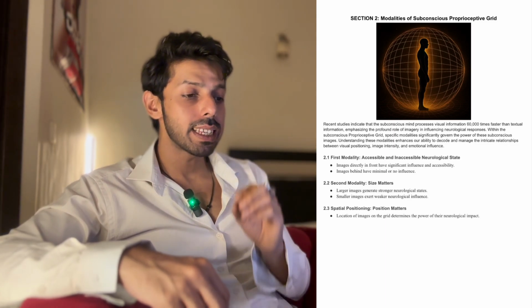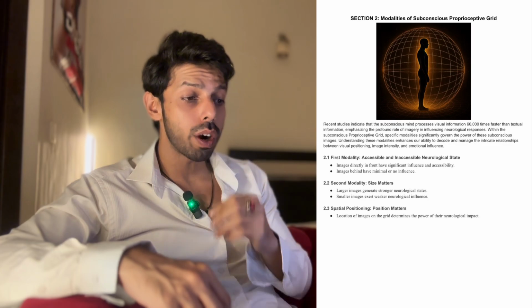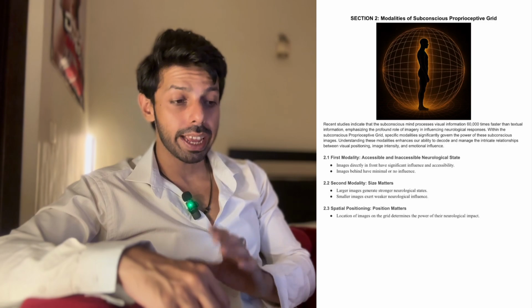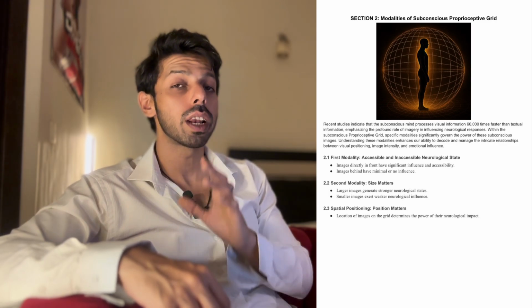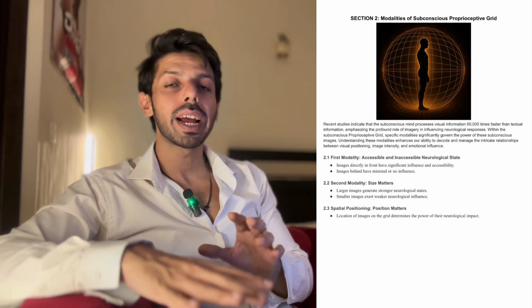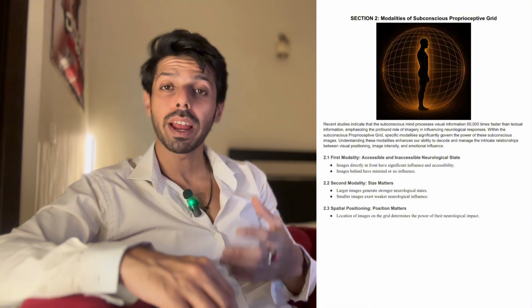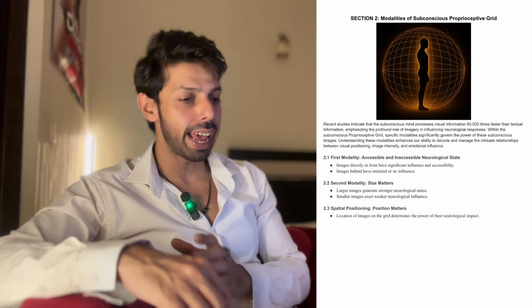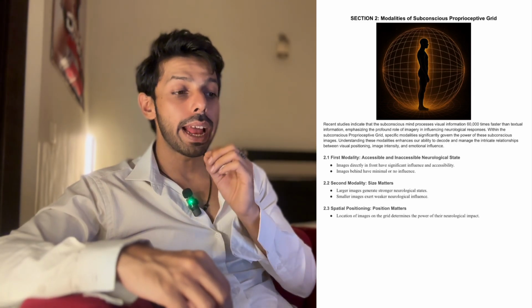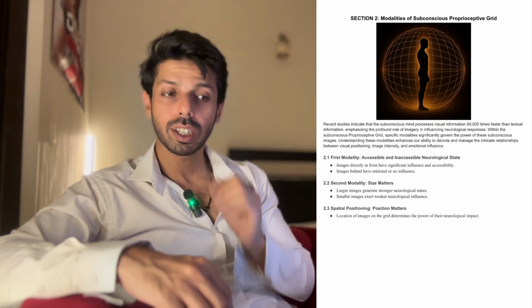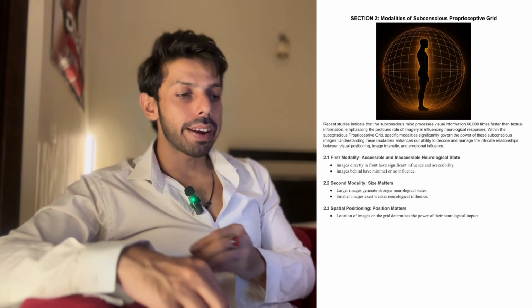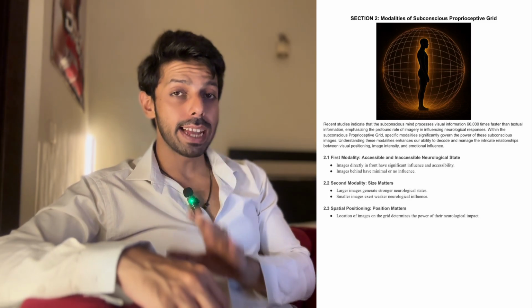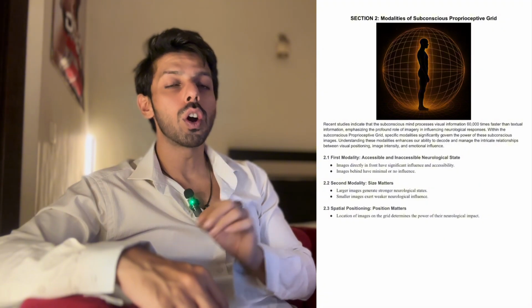Understanding these modalities enhances our ability to decode and manage the intricate relationships between visual positioning, image intensity, and emotional influence. Now we are going to understand what these modalities are, and I will explain to you how to play with these modalities. Now let's start with the first modality, which is accessible and inaccessible neurological state. Images directly in front have a significant influence and accessibility. Images behind have minimal or no influence.